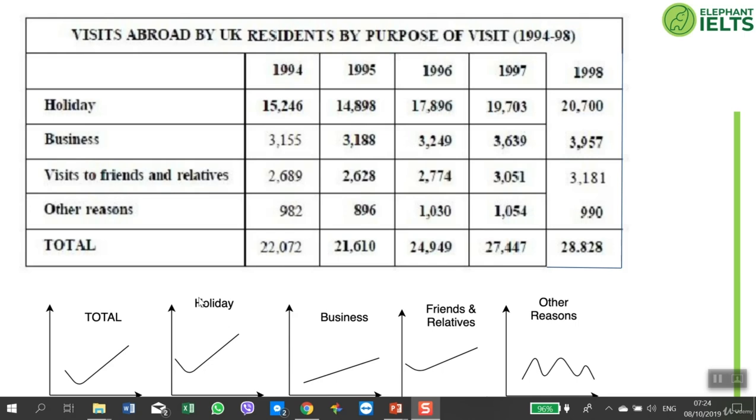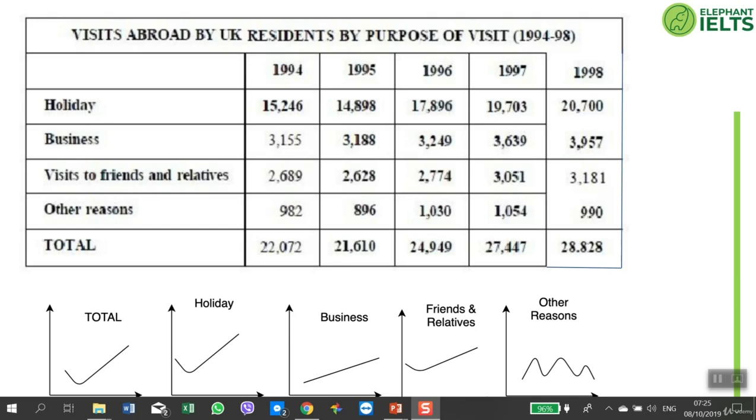So let's think about the introduction for this table. Using the information we have, we can begin. The table gives a breakdown of how many UK residents went abroad from 1994 to 1998 and the purpose of their visit. So that is an introduction for this table.